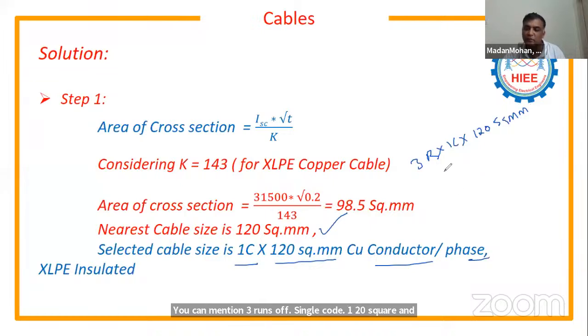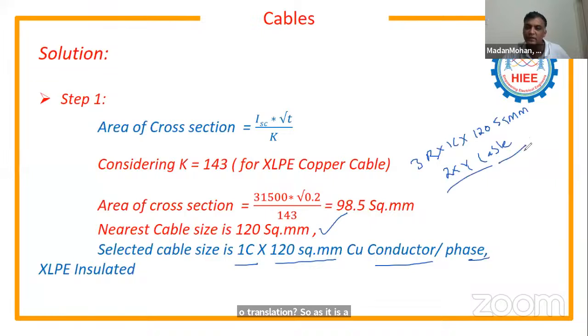It means you have to mention 2XY cable. 2X is XLPE insulation, Y is PVC outer sheath. As it is copper, we don't write A. You should mention 2XY cable.